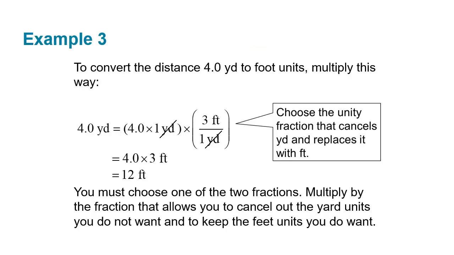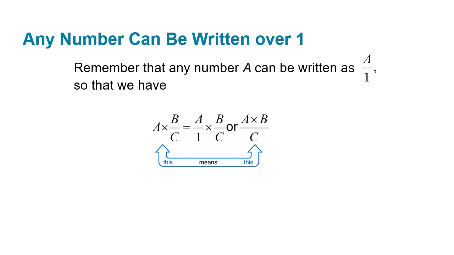So let's look at an example. You want to convert the distance 4 yards to feet. Well, we know that you've got basically 4 times 1 yard, right? And we know that 1 yard is equal to 3 feet. So here's our unity fraction, of 3 feet over a yard. And when you multiply a yard times this, the yards cancel, right? And you just get feet left on top. So you get 4 times 3, you get 12 feet. Well, we already knew that, right? But this is just highlighting how it works.